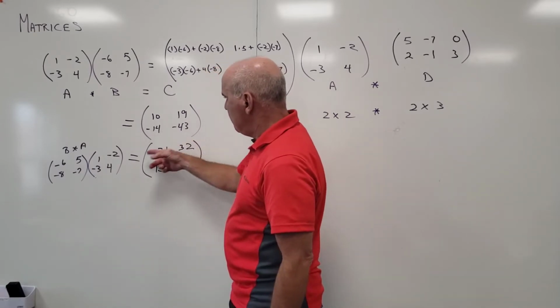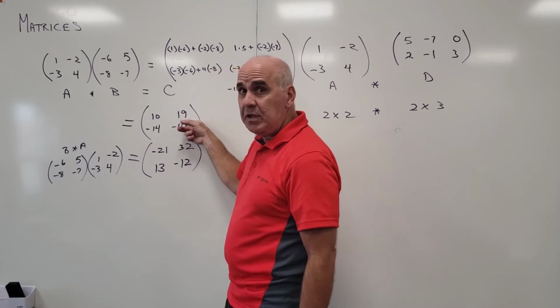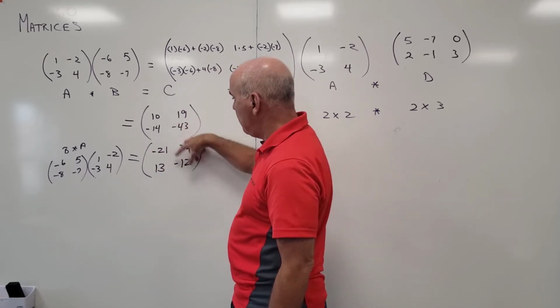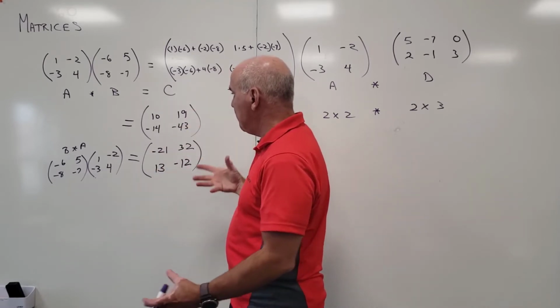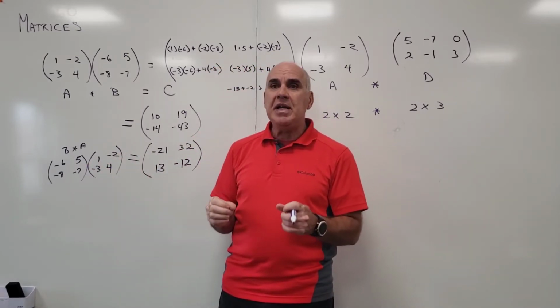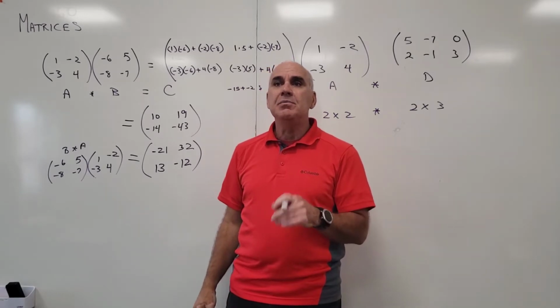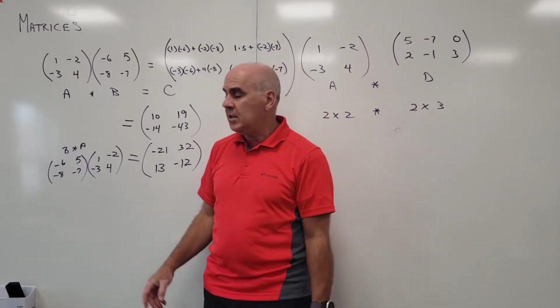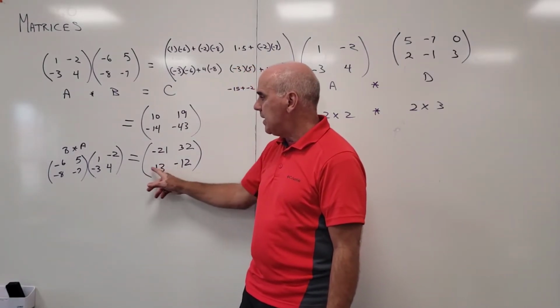So notice B times A is not the same as C. In fact, there's not even a relationship in there. Those numbers look completely different. All right, so multiplication of matrices is not commutative. And we'll talk more about that in a second. Multiplication of matrices is not commutative.